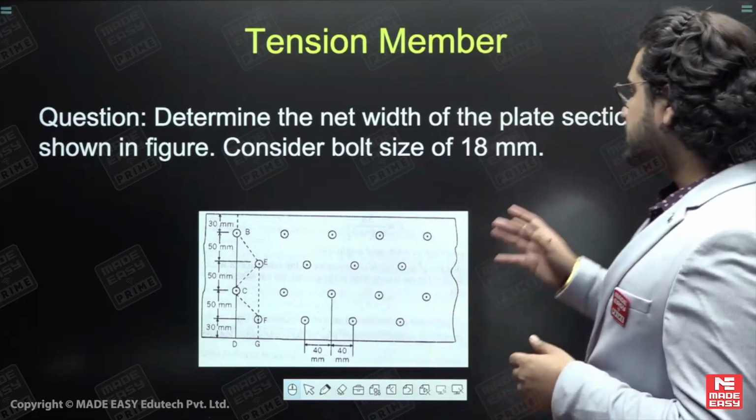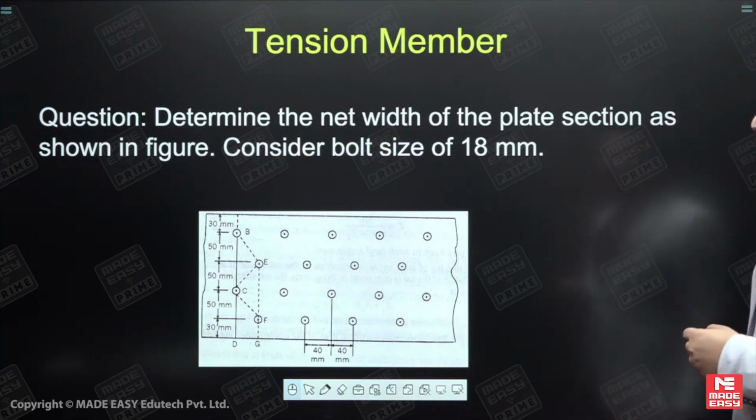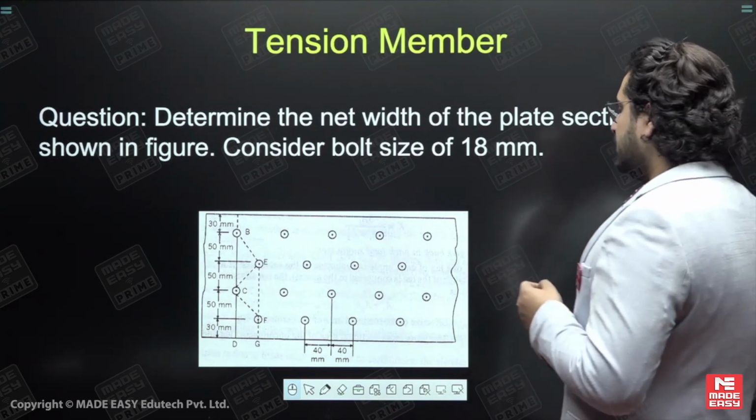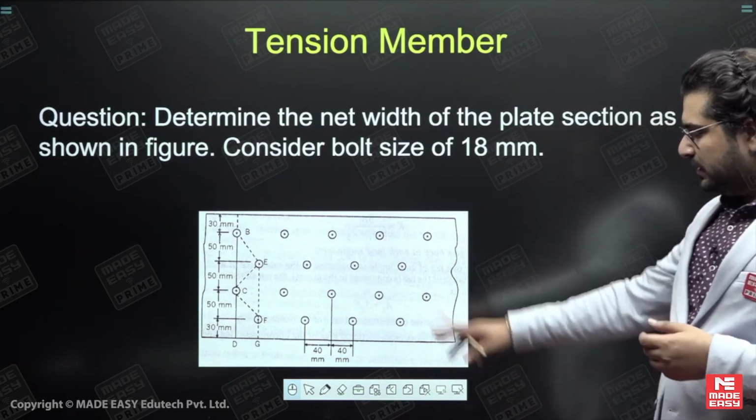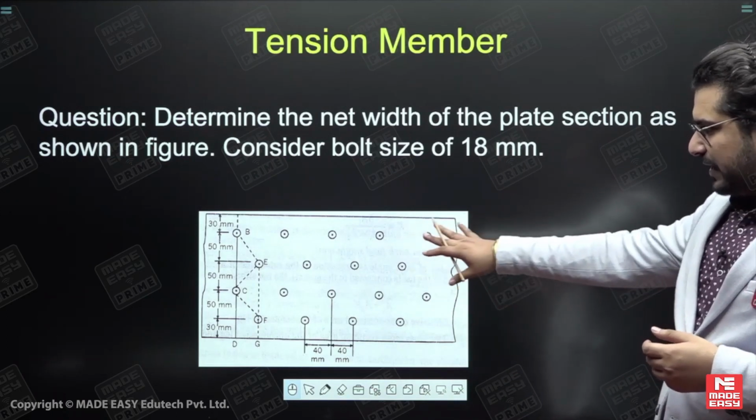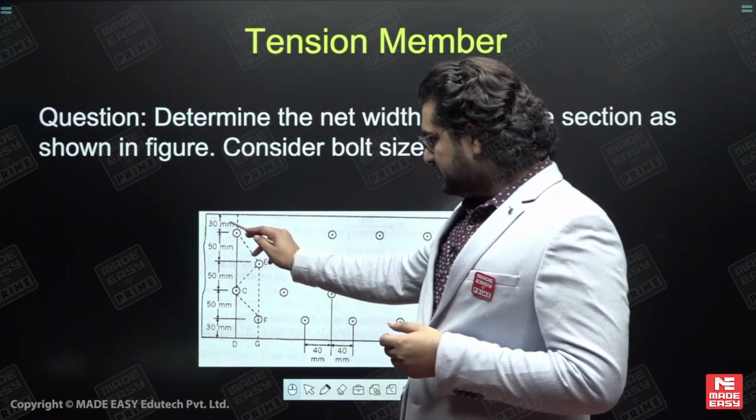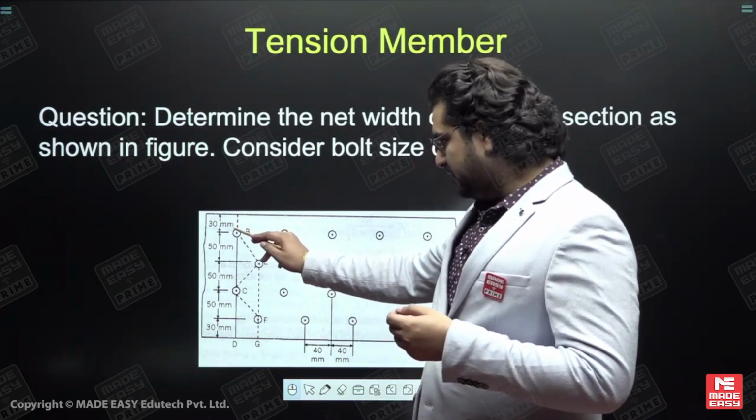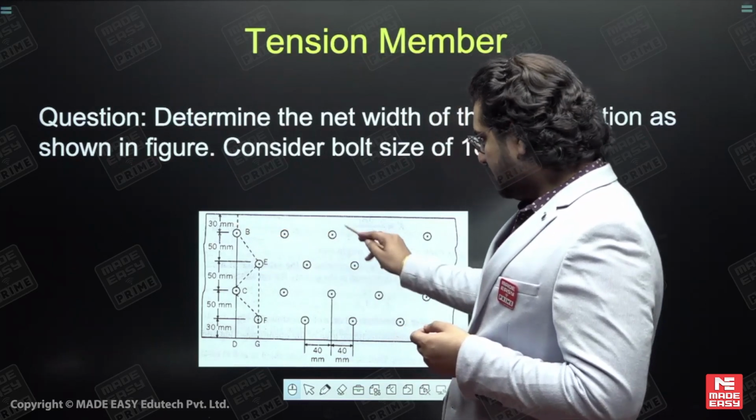Alright, so let's get started with the first question of tension member. Here, you need to find out the net width of the plate section as shown in the figure, considering the bolt size of 18 millimeters. A diagram has been given to you, and the entire pattern is observed. Here you must see that the pattern is going up, down, up, down, up, down, like this.